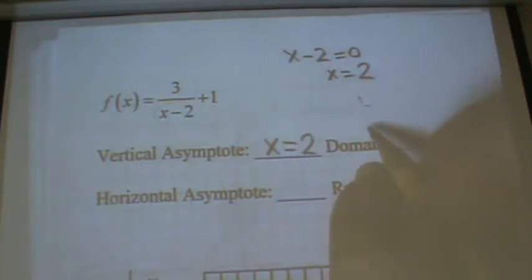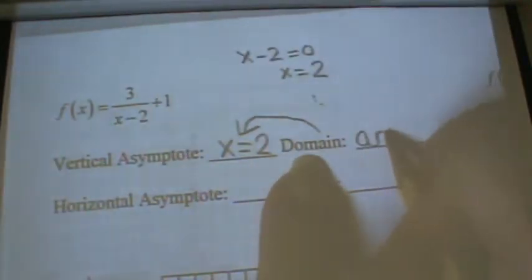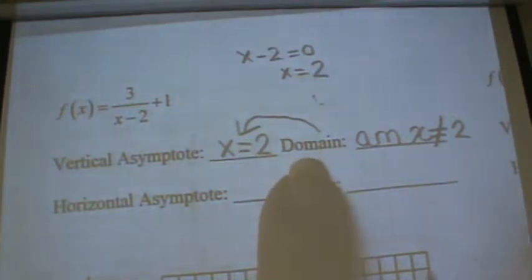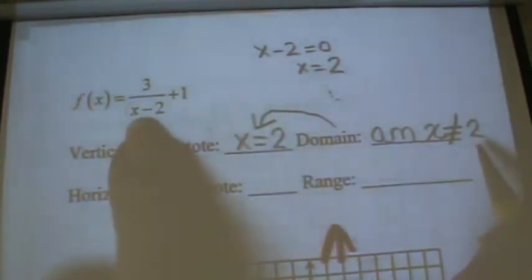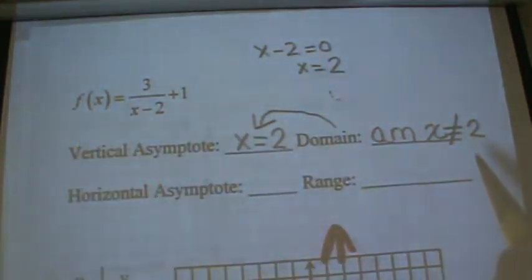So our domain, which comes from this, is going to be all real numbers except we can never have a 2 there. Why is 2 a dangerous number? Because that's going to generate a 0 in the denominator.